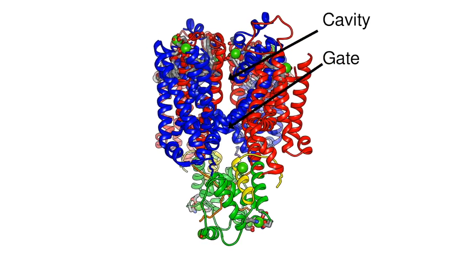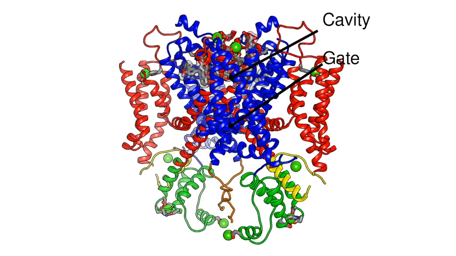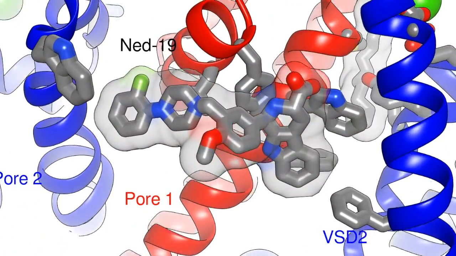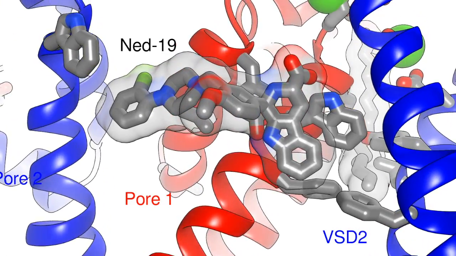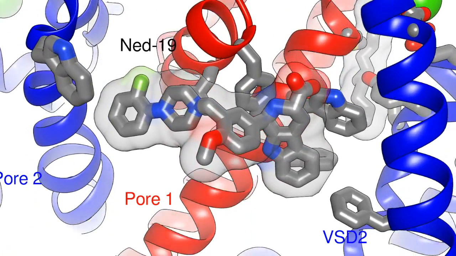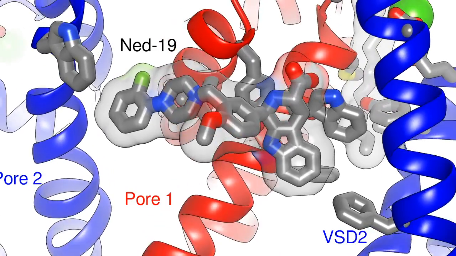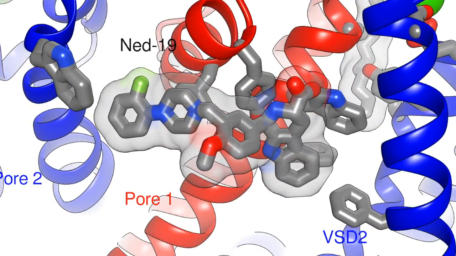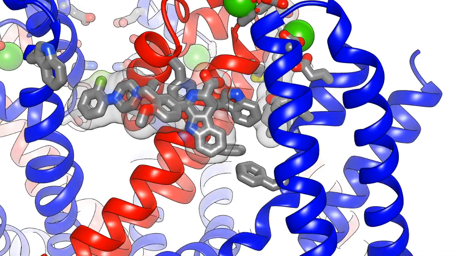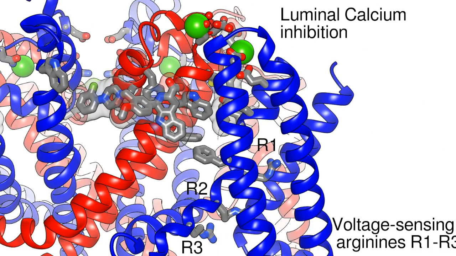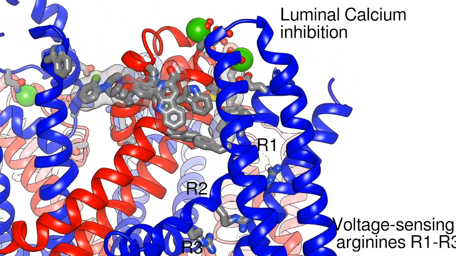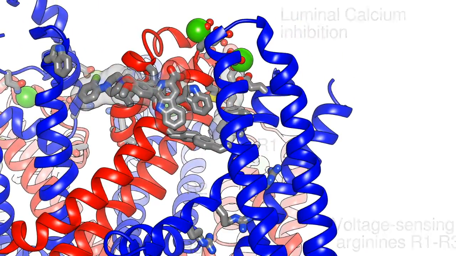The cytosolic EF hand domain, positioned between domain 1 and 2, facilitates activation by cytosolic calcium. One of the two voltage sensing domains, VSD2, encodes voltage sensitivity and an inhibition by luminal calcium and adopts a conformation distinct from the activated state observed in structures of other voltage-gated ion channels.